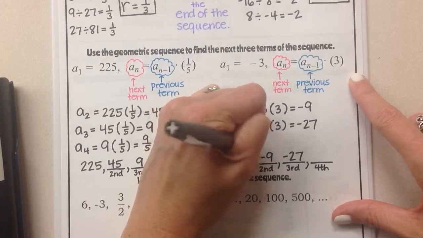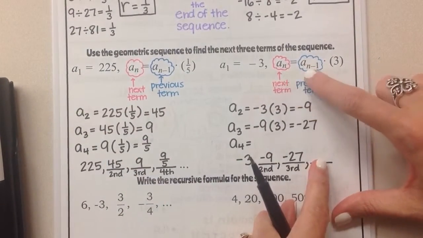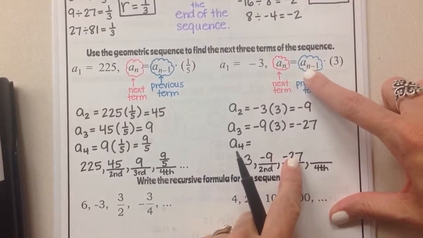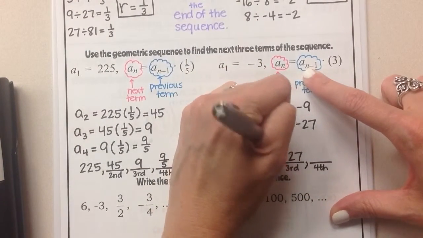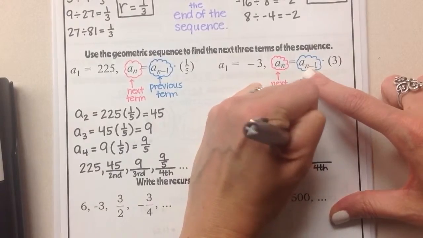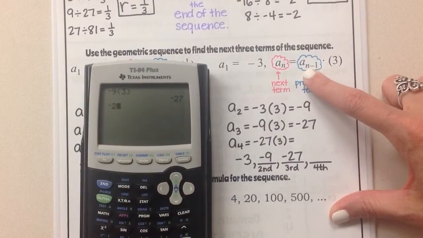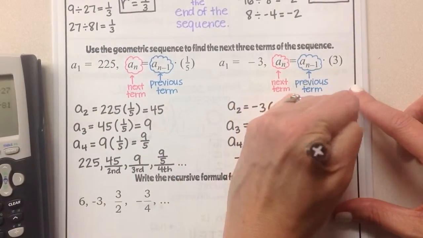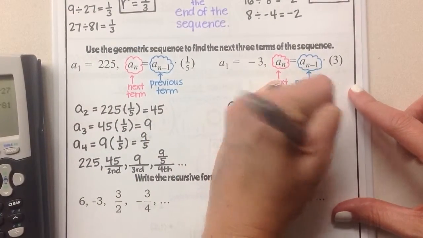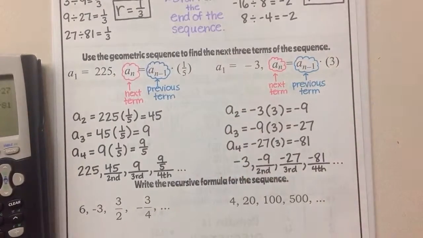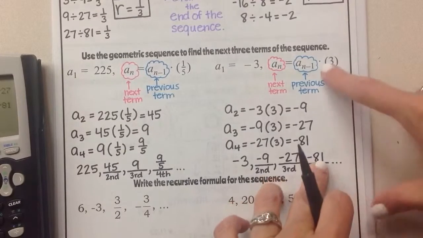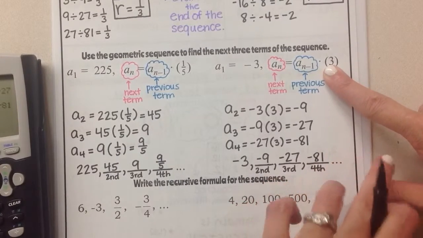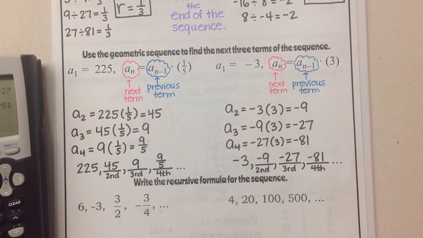And now I want to find the fourth term. So if I want to find the fourth term, I have to use the previous term, which is -27, and I have to multiply by 3. -27 times 3 is equal to -81. And again, I'm going to draw some dots so I could continue this pattern on. If I wanted to find the fifth term, I would take -81 and I would multiply by 3 to get the fifth term. And I would keep multiplying the last term in the sequence to find the next term.